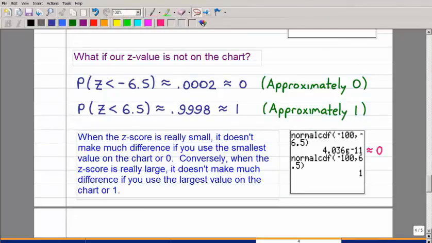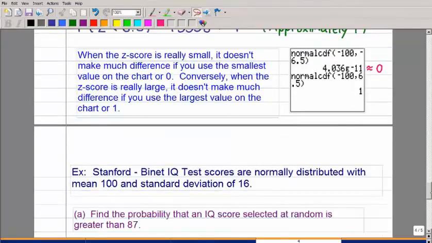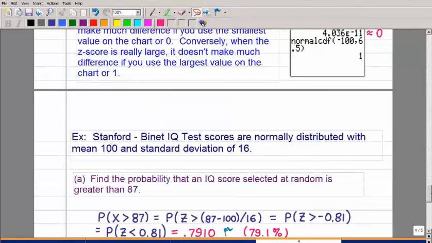And I just did a couple of calculations. You look at the first one for negative 6.5: 4.036 times 10 to the negative 11, which means you would have a decimal with 10 zeros in front of it. So I think you can say close enough to 0. It's not exactly 0. This other one's really not exactly 1 either, but it must be so close to 1 that it won't display it in scientific notation. So it's mathematically not exactly 1, but it's very, very close.